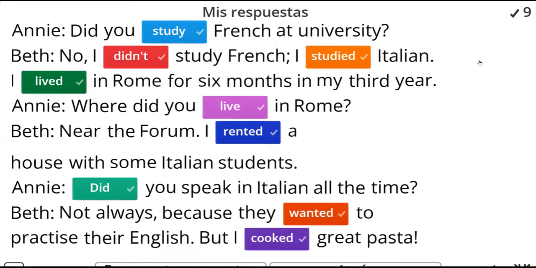Did you study French at university? No, I didn't study French. I studied Italian. I lived in Rome for 6 months in my third year. Where did you live? In Rome? Near the Forum. I rented a house with some Italian students. Did you speak in Italian all the time? Not always, because they wanted to practice their English, but I could grate pasta.